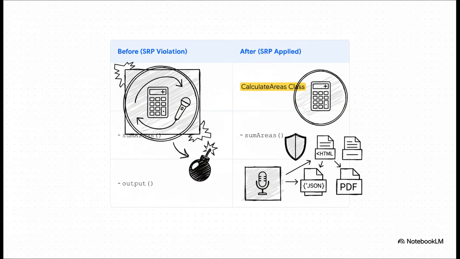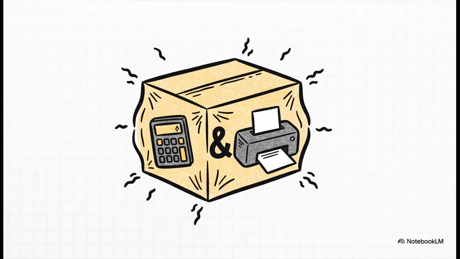By applying SRP, we split it. We now have a CalculateAreas class that only calculates and an OutputAreas class that only outputs. Now you can add JSON or PDF output formats all day long just by changing the output class, and you never have to touch that stable, reliable calculation logic. So here's a great little rule of thumb for you. If you find yourself describing what your class does and you use the word "and," like it calculates areas and it formats the output, that's a huge red flag that you're probably violating the single responsibility principle.